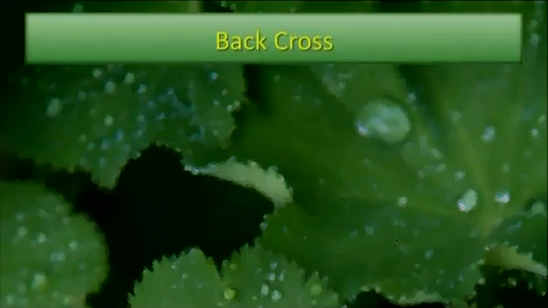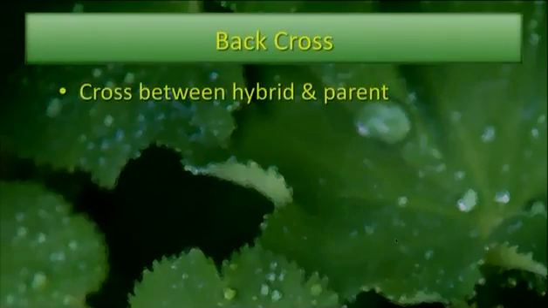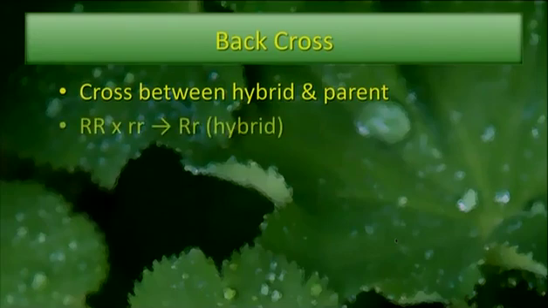Now we're going to do a backcross. That's a cross between a hybrid and its parent. In pea plants, red is dominant over white. So when you cross a purebred red with a purebred white, the hybrid, of course, is a heterozygote. You have one big R, one little r. So all their offspring will be red, because red is dominant.